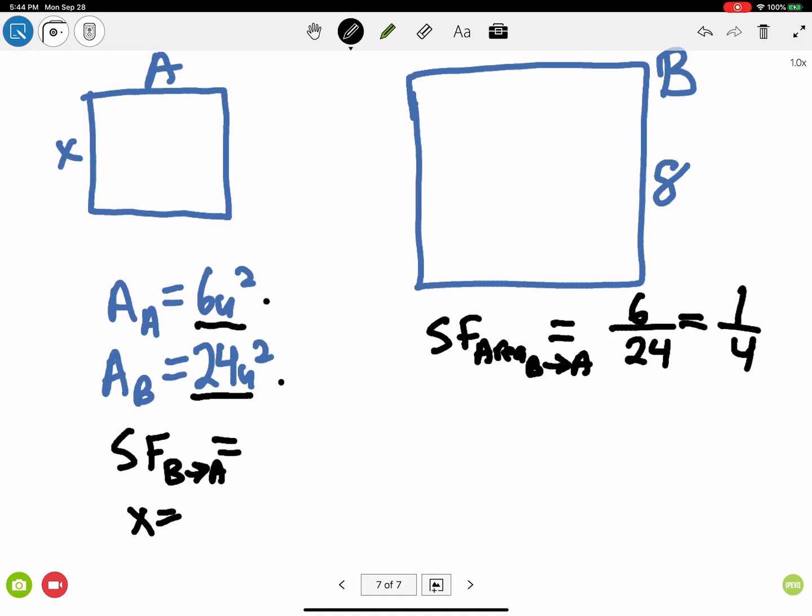Well, if 1/4 is the scale factor of my area, what's the scale factor of my sides? Now I have to figure out what the square root is, or what times itself gives me 1/4. Think about it. What times itself gives me 4? 2. So the scale factor here has to be 1/2, because 1/2 times 1/2 gives me 1/4.